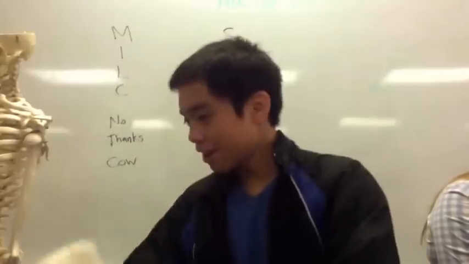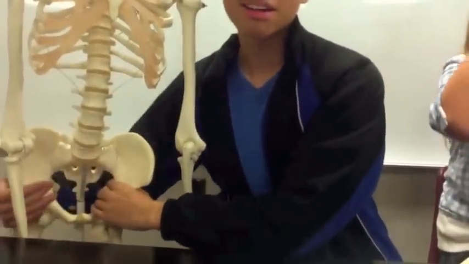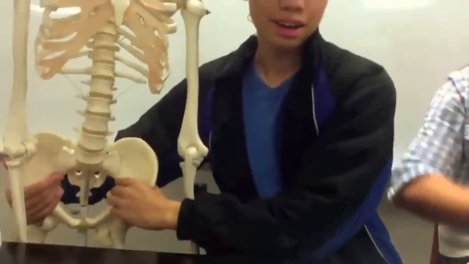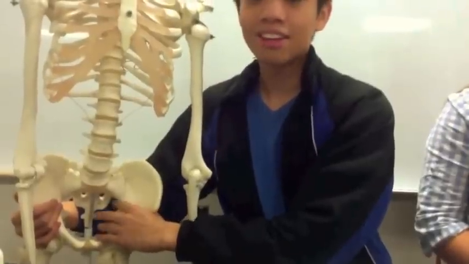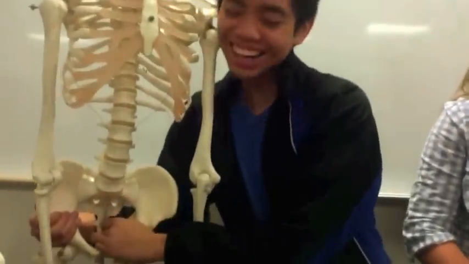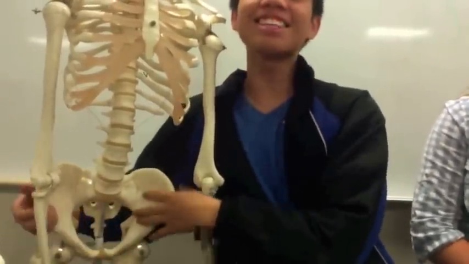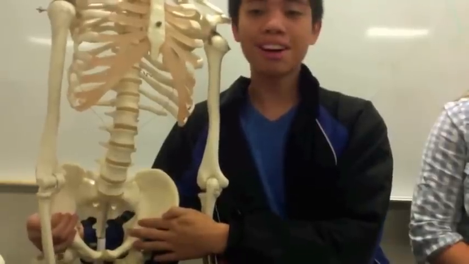Then, if you go back to Bob Skellington, this right here is called the pelvic brim or inlet. A male has a smaller pubic arch, and the female has a larger one. A female has larger hips because they have a larger pubic arch.